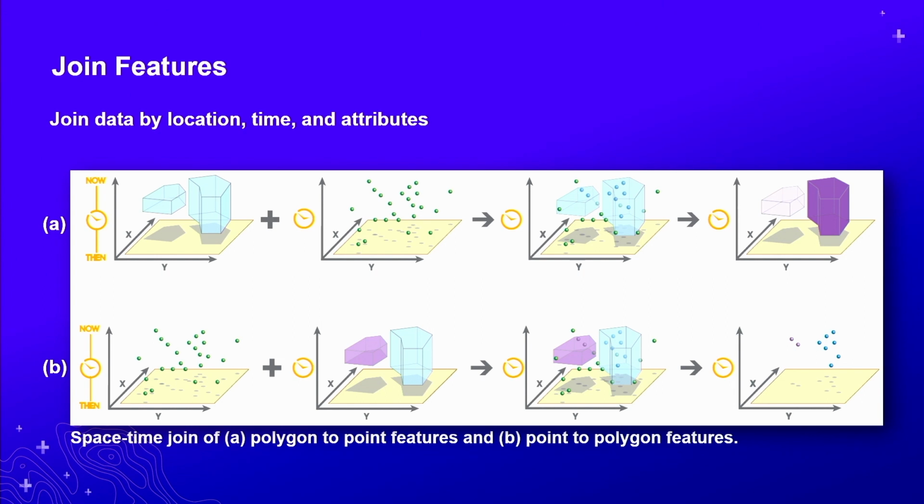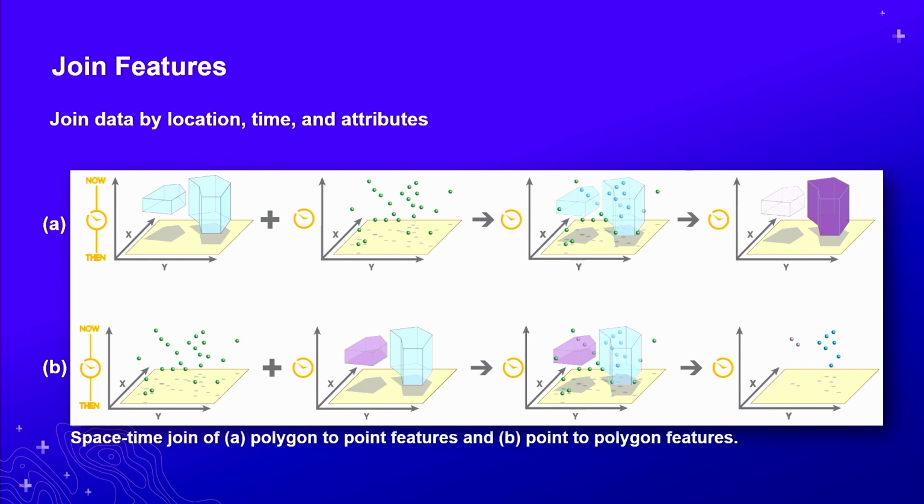So join features is, in my opinion, our most powerful tool. A lot can be built on top of this tool. It allows you to join data by location, time, and attributes. So you could just do a join by location, so that would be very similar to a spatial join tool, point and polygon, but you could optionally do just time, just attributes, or any combination of those. So you could do a location, time, and attribute join all at once.